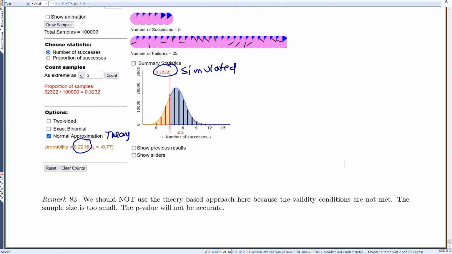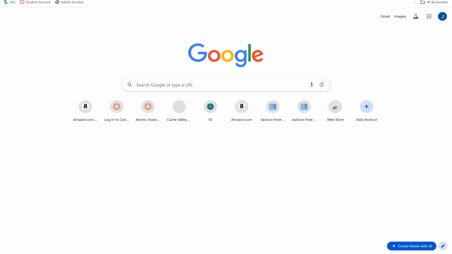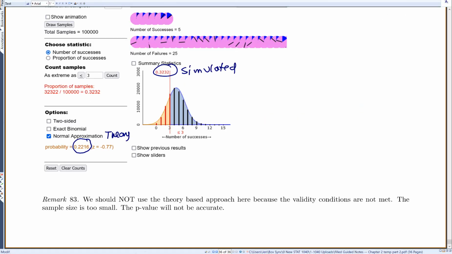So just in conclusion, again, we should not use the theory-based approach here because of validity conditions. The sample size is not met. The sample size is too small. The p-value for the theory-based approach will not be accurate, but we can still use our simulation approach and get an accurate p-value.